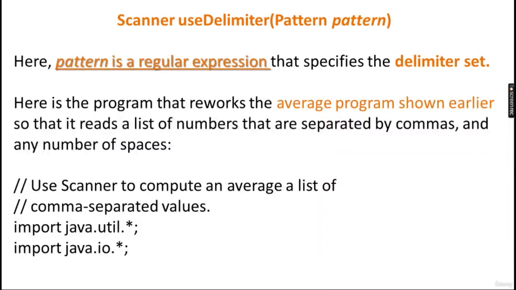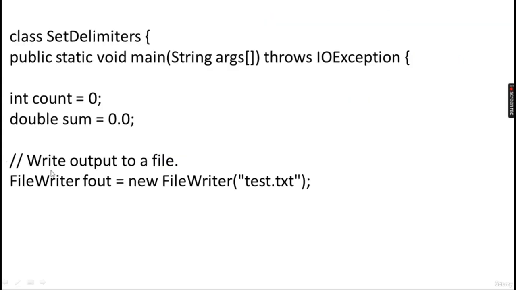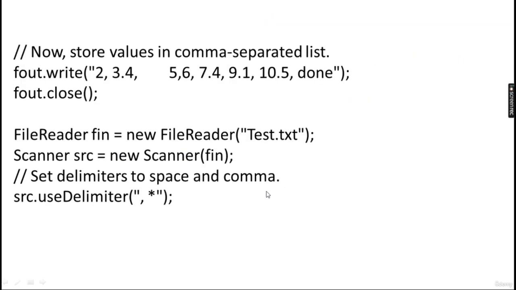One is having string pattern, second is having pattern. Pattern is a regular expression that specifies the delimiter set. Okay. So now we will again build the average program that reads a list of numbers that are separated by commas and any number of spaces. The output is like 5, 3.4, comma space 5 comma 6 comma space 7.4 and etc.